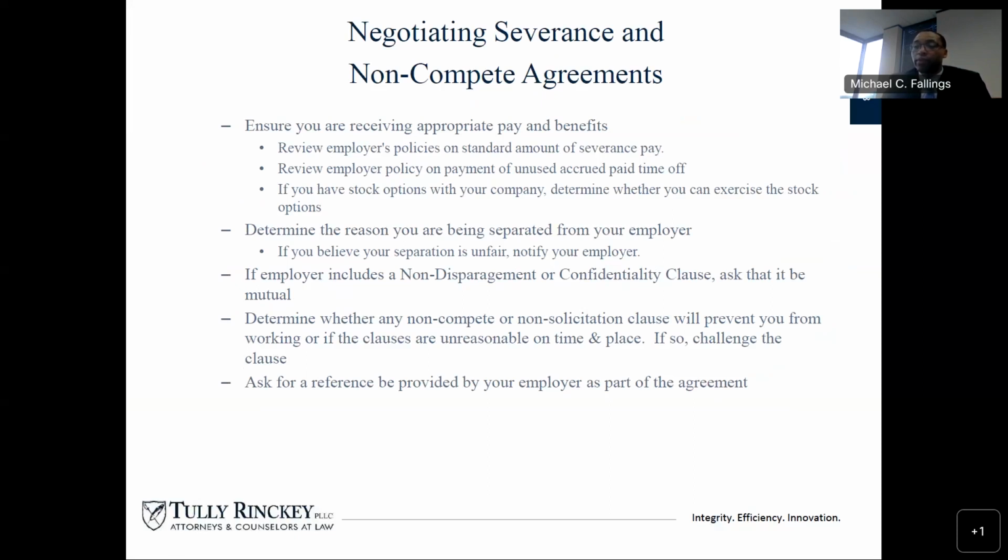Therefore, if you believe that the reason that you're being separated is unfair, you should notify your employer, and you could use that as a tool to help negotiate even a higher severance. For example, you could challenge to say your separation is discriminatory, and you plan on filing a claim with, for example, the EEOC or the Department of Labor or the NLRB, but you'll agree not to file a claim if the employer agrees to pay you a higher amount of severance. And in my experience, that has worked to get a higher amount, but it's not guaranteed because the employer may have their own opinion.